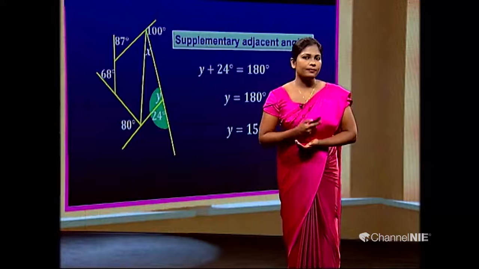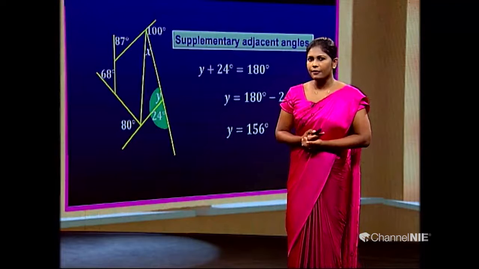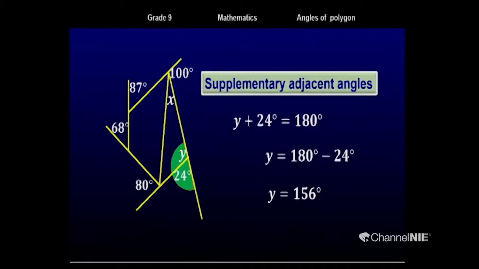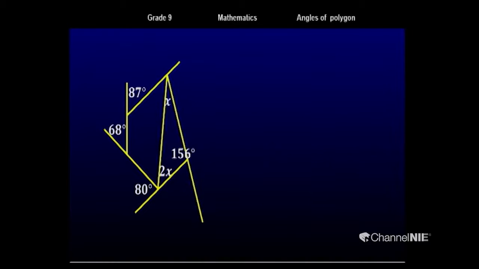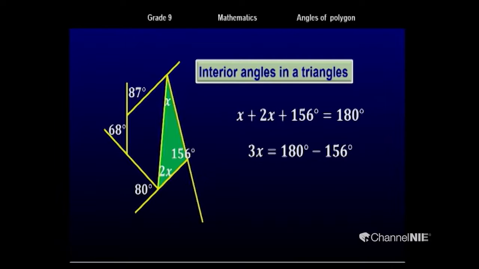Okay children, now we have found the values of z and y. Now you can find the value of x. Are you ready to find the value of x? Yes. Okay, I'll give the equation to find the value of x. This is the equation: x plus 2x plus 156 is equal to 180, because the interior angles of a triangle add up to 180. Now you can simplify this equation. 3x equals 180 minus 156.